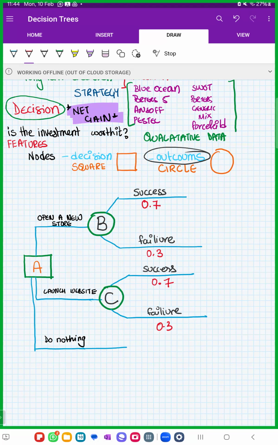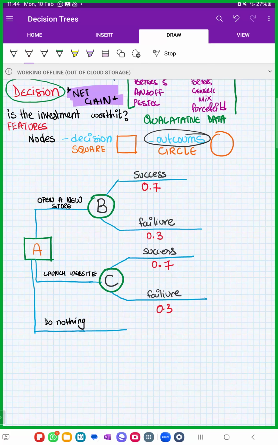Okay. The one I'm looking at right now doesn't have anything. So the thing with decision trees is all the numbers will be given to you. You just have to allocate them.